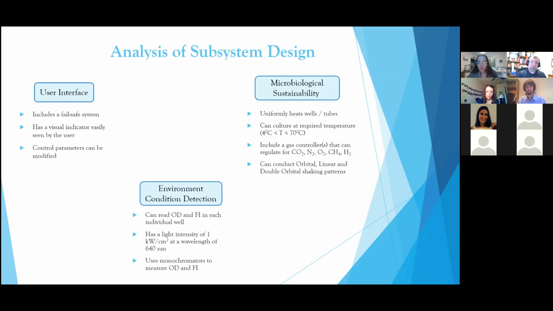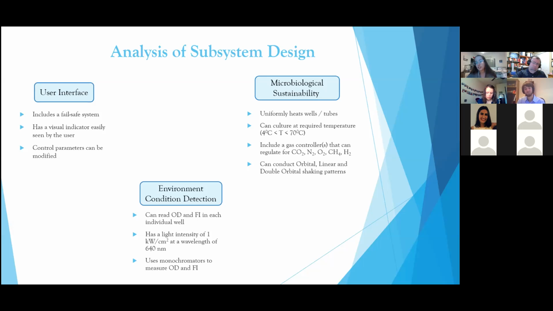Moving on to the other subsystems, our user interface includes a failsafe and has a visual indicator easily seen by the user. That's our DRO that is movable, so you can either have it attached to the wall or have it swing around so it faces you, the user. And we also have controlled parameters that can be modified through our remote computer. The environment condition detection subsystem can obviously read OD and FI measurements. It has the correct light intensity and wavelength, and it uses monochromators to measure OD and FI.